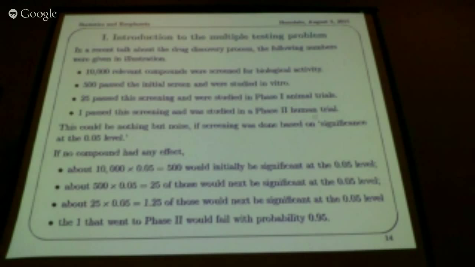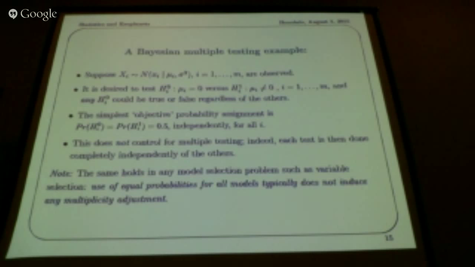When you do lots of tests, you just have to adjust them. And my point of raising this is that in Bayesian analysis, you actually have to be a little careful how you deal with the multiple testing problem. It doesn't automatically deal with the multiple testing problem.